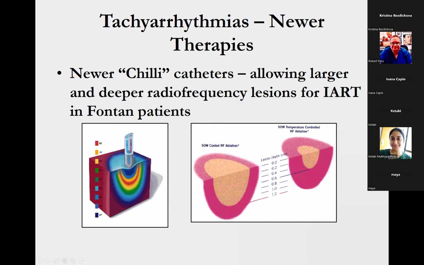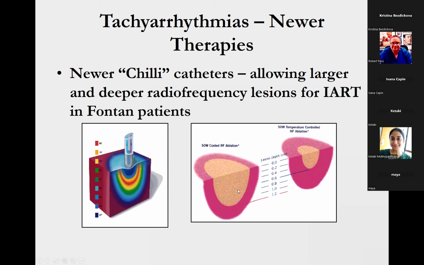If you look here, most ablations are performed using what are called temperature-controlled catheters, where we tell the computer we want to achieve a certain interface temperature, and it will deliver as much power as it needs to get to that temperature. But when you irrigate the catheter, you basically can choose whatever power you want to deliver to the tissue, and you can see in this graphical demonstration how irrigated lesions are substantially deeper and wider than non-irrigated lesions. So the big advantage you could imagine in someone who has IART and has a very thick atrium is that you can make a much more effective lesion.